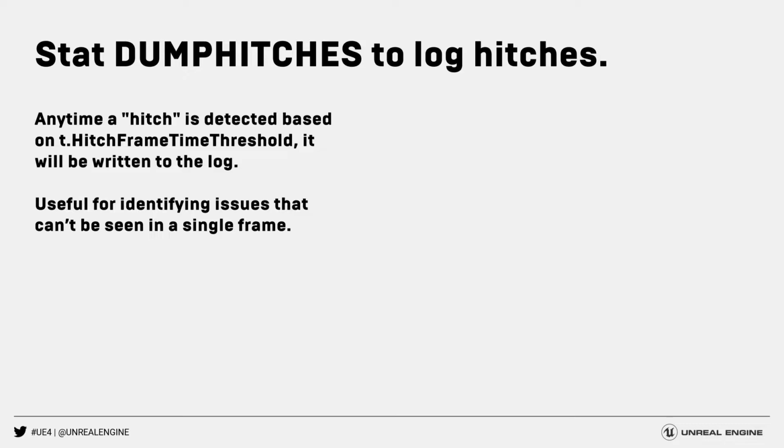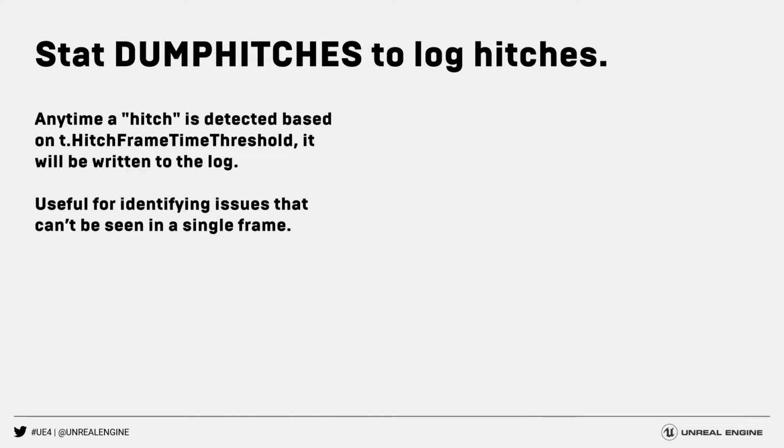Now, if your performance is still bad, I strongly consider using dump hitches. So stat dump hitches is a little stat command, and what it literally does is you can actually set a value called t.hitch frame time threshold, which basically says, this is what is considered my game stuttering. If this value goes over this, you need to consider this a stutter.